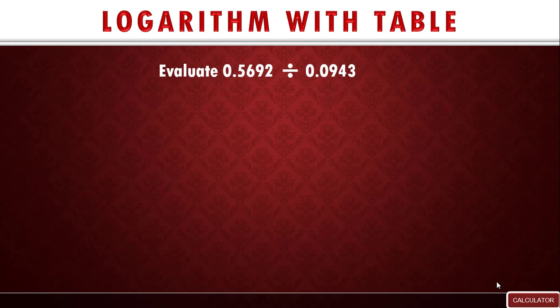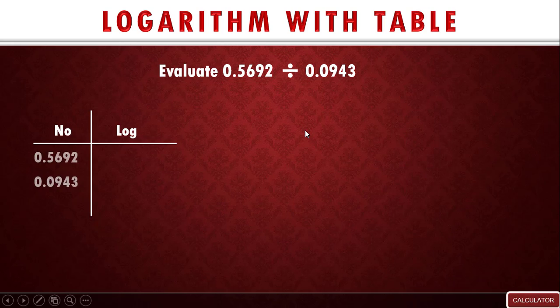In this example 3, we are asked to evaluate 0.5692 divided by 0.0943. So the first thing you're going to do is to draw your number log, and then because we have division in between them, and we only have 2 numbers here, let's arrange the 2 numbers.